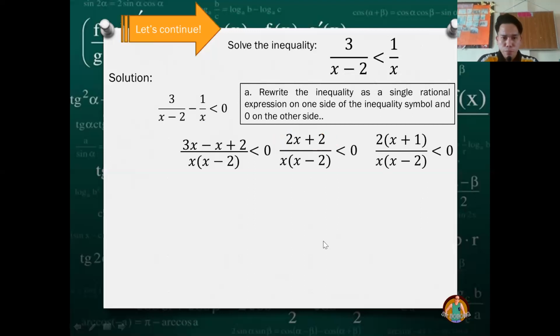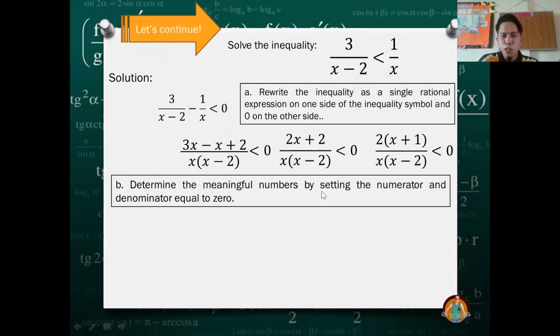Alright, sige, next. Letter B, determine the meaningful numbers by setting the numerator and denominator equal to 0. So, i-equate natin siya sa 0, si numerator and denominator. So, start muna tayo sa numerator. So, 2 times x plus 1 is equal to 0. So, distribute natin, 2 times x is 2x plus 2 times 1 is 2. So, we have 2x plus 2 is equal to 0. Eliminate positive 2 by subtracting 2 in both sides. Eliminate 2 by dividing by 2. So we'll have x is equal to negative 2 divided by 2. That will give us negative 1. So our x is negative 1. So may isa na tayong meaningful number.